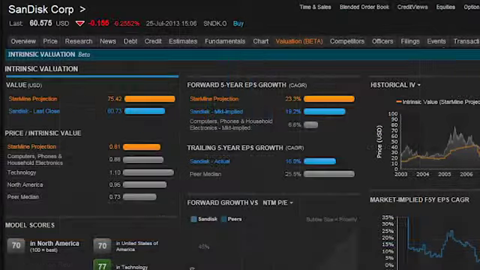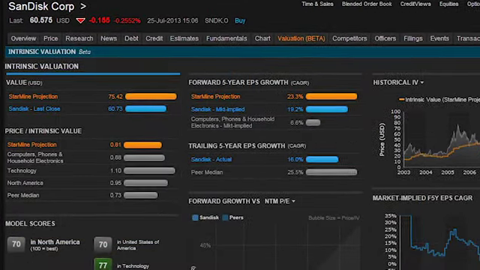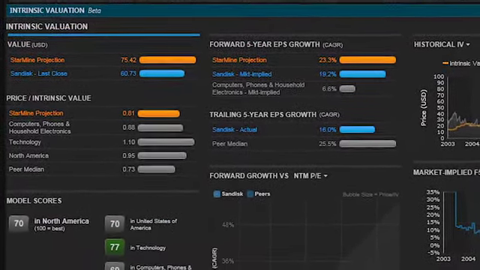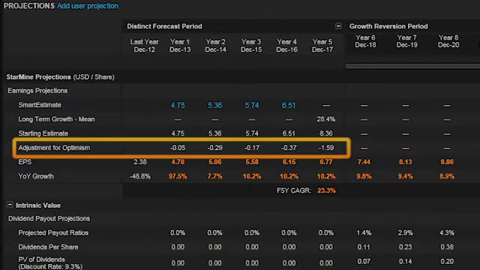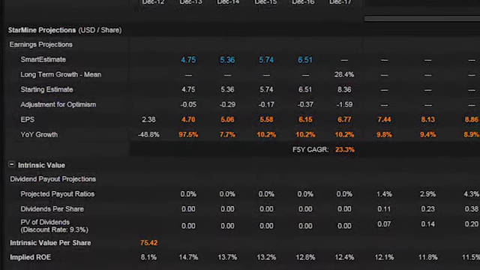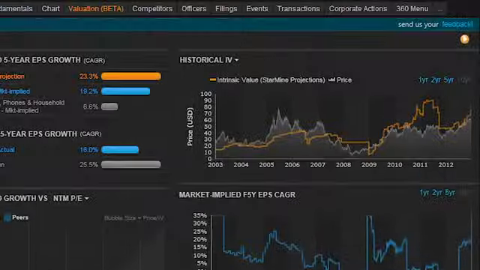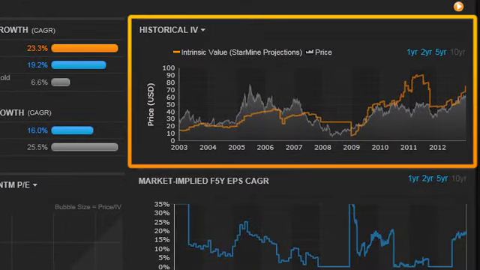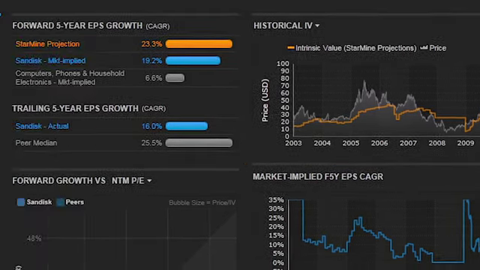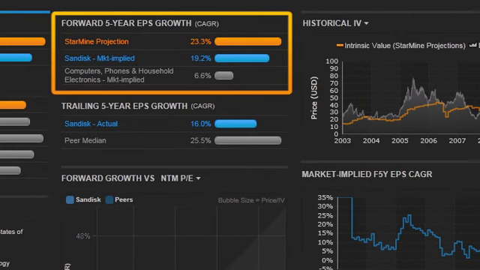Intrinsic valuation looks at longer-term earnings forecasts, including FY3, FY4, and long-term growth. We adjust these forecasts for optimism bias and reversion to the mean, based on comparison of past forecasts to what actually happened. We then use a classic dividend discount model to calculate the value at which the stock should theoretically be trading. This chart shows how well the stock is tracking its intrinsic value. In this case, intrinsic value is a good leading indicator of future stock price. We also calculate the market implied growth rate for comparison to what the analysts are forecasting.